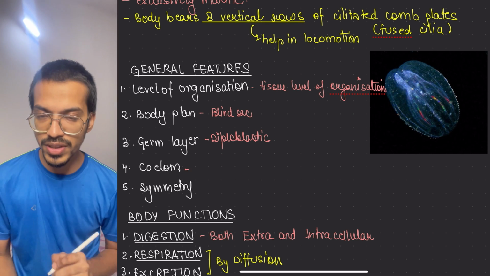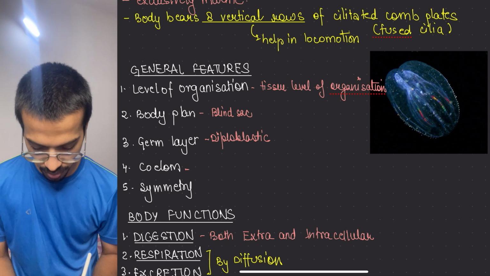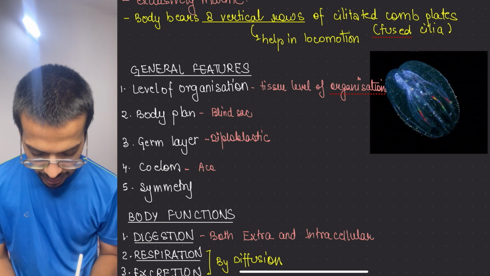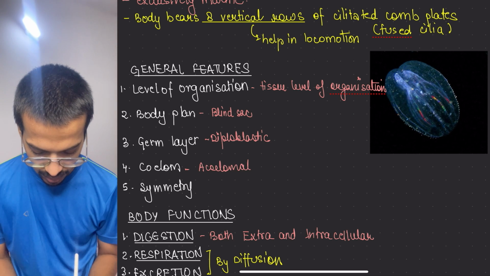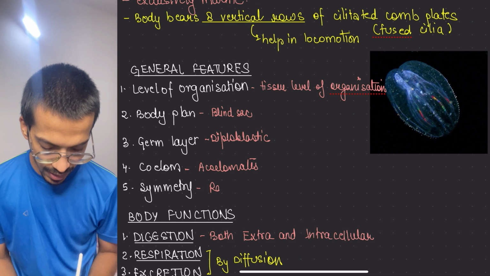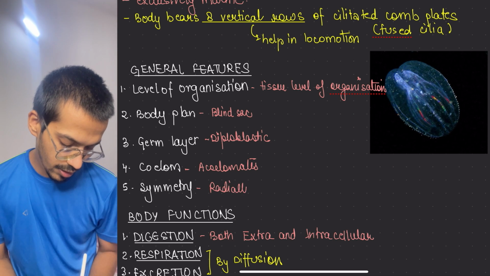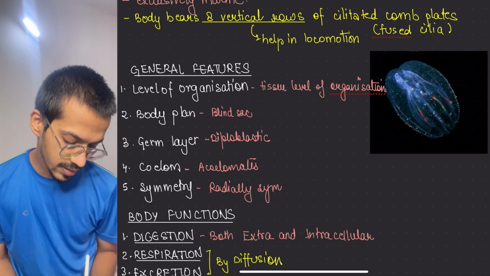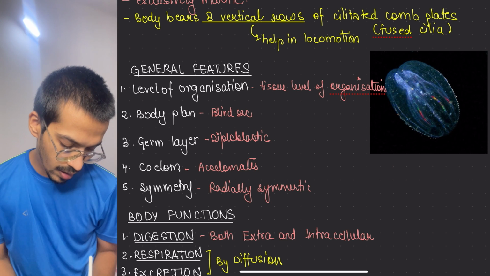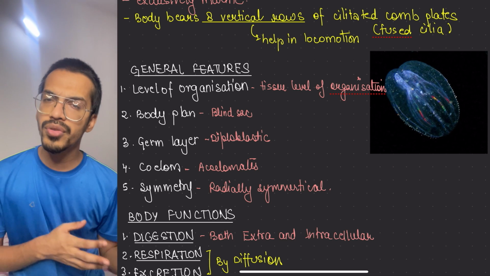Then coelom: they are also acoelomates. Symmetry: they are radially symmetrical. Now let's come to the functions.